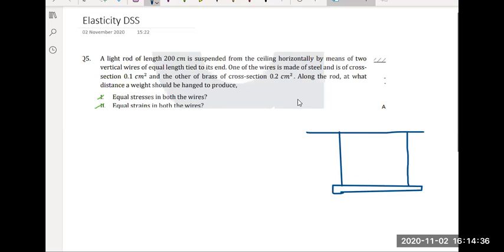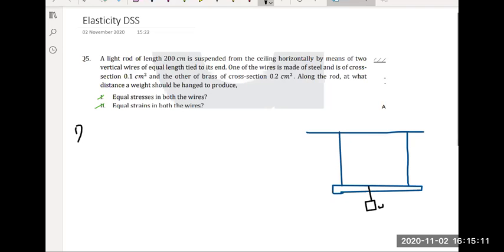Okay, so the question is at what distance the weight should be hung to produce equal stress and equal strain. Let's solve question number 1 first: equal stress. What's the meaning of equal stress? Let's suppose we hang this weight at this distance. I'm supposing that the total length between the two wires is given.